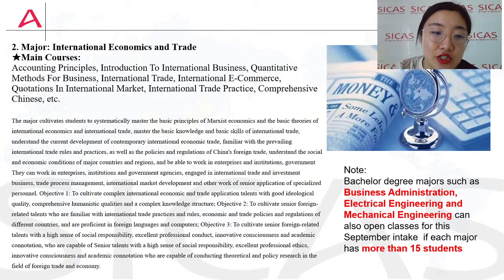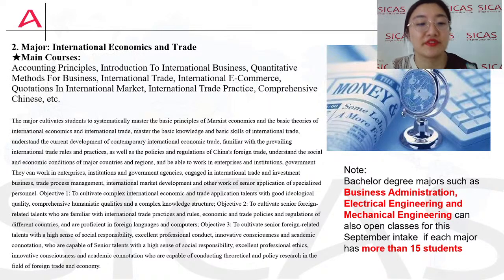Objective 3 is to cultivate senior foreign-related talents with a high sense of social responsibility, excellent professional ethics, innovative consciousness, and academic connotation, who are capable of conducting theoretical and policy research in the field of foreign trade and economy.